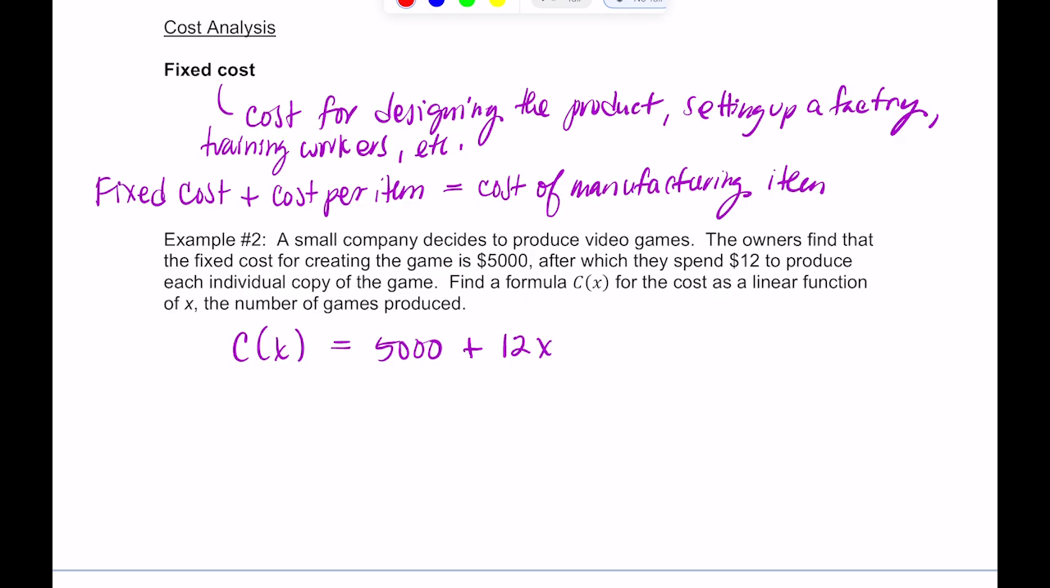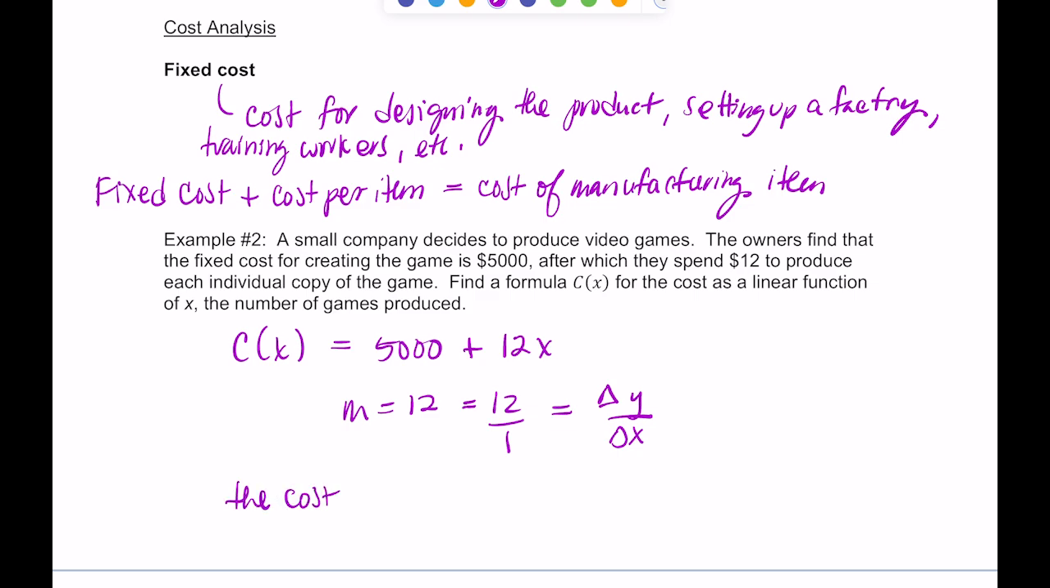So how would I interpret something like this? Well, the slope, which is 12, helps me interpret this. My slope is 12, which we can write as 12 over 1, and remember, slope is change in y over change in x. So y is my cost, and x is a game. This is telling me that the cost to produce each additional game is an additional $12 on average, right?